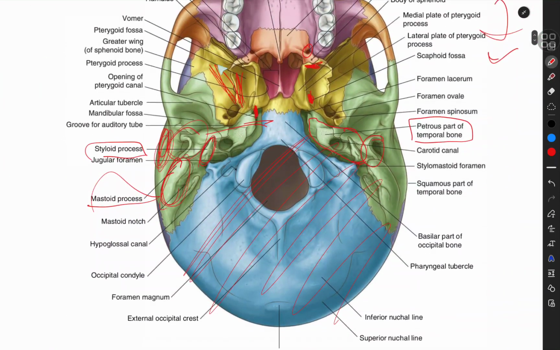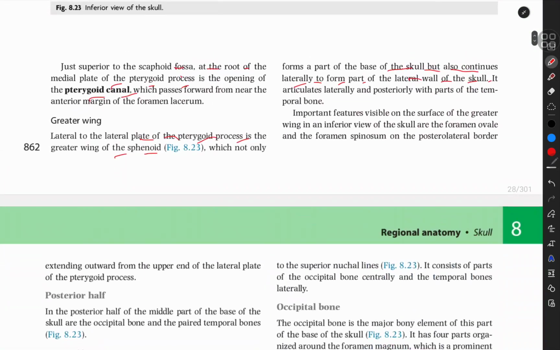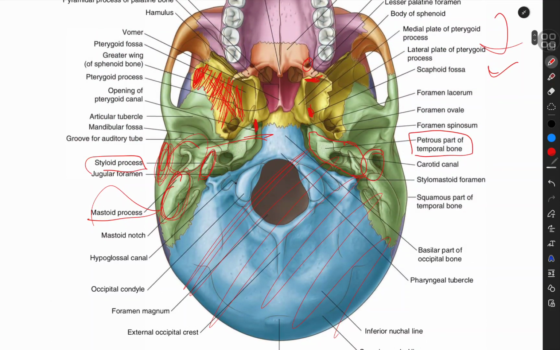And here we can see it. Yeah, this is the lateral wall and this is the inferior part of the skull. It articulates laterally and posteriorly with parts of the temporal bone. We've seen it. Important features visible on the surface of the greater wing in the inferior view of the skull are the foramen ovale and the foramen spinosum in the posterolateral border.